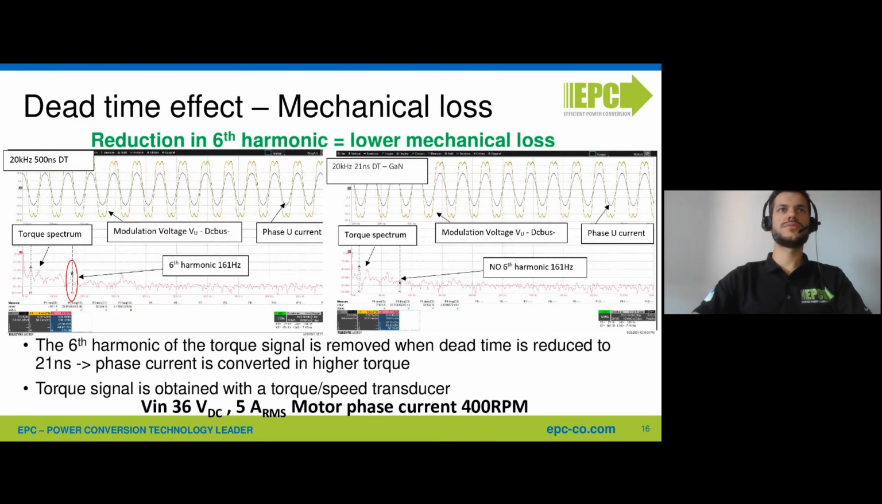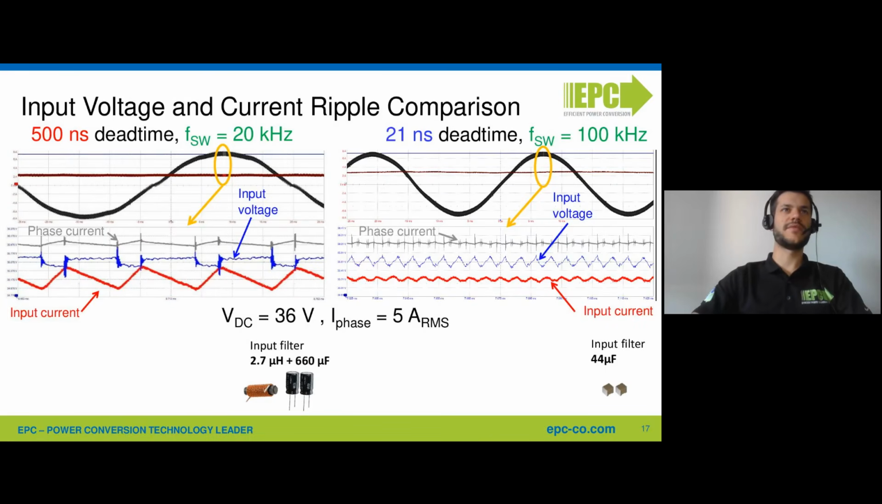So now, the last slide about the dead time effect is that we can have an overall comparison of the two ways of driving a motor: the older way using silicon MOSFET devices with 20 kilohertz and 500 nanoseconds on the left, and 100 kilohertz and 21 nanoseconds dead time on the right.